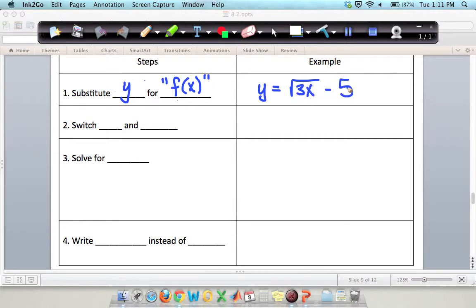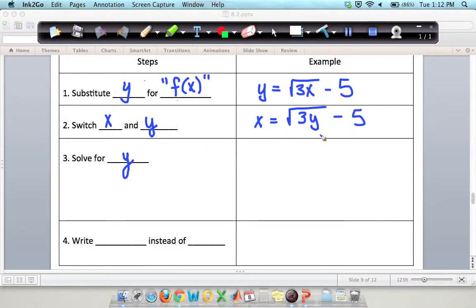Okay, once you've done that, since I don't have an actual equation here with C and F, I find it easier just to say switch x and y. So that means where you see an x, put a y, where you see a y, put an x. I have y here, so I'm going to put an x instead, equals the square root of 3y minus 5. Be careful that minus 5 is not inside the radical sign. Now, for this third step, you want to solve for y. So the goal is to get y by itself.